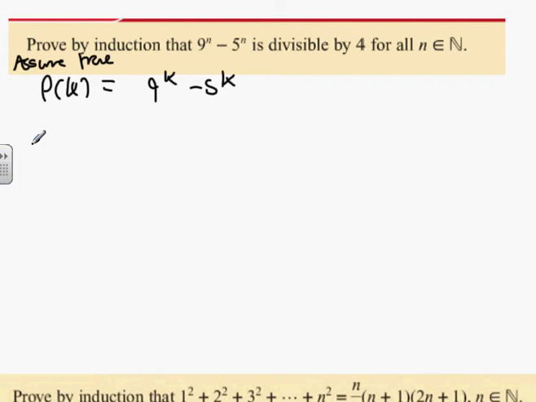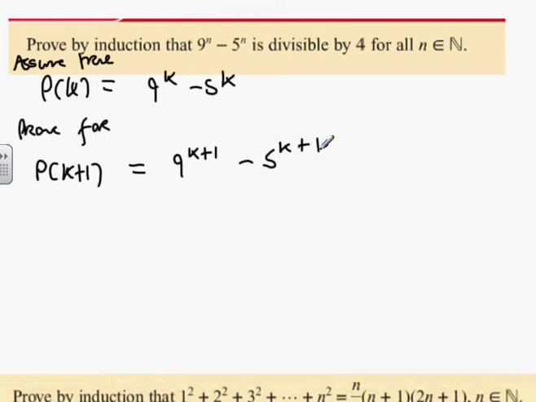Okay, prove for P of k plus 1. Now guys, what I always tell you about these ones is you're going to bring it back to the language you did there. Okay? So you break it up into 9 by 9 to the power k minus 5 by 5 to the power k. Everybody happy with this?